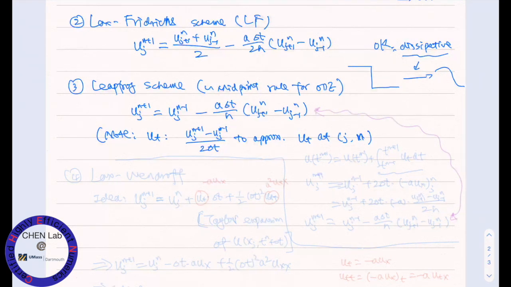You integrate from Tn minus 1 to Tn plus 1, and you approximate this integral by the function value. So u of Tn plus 1 is equal to u of Tn minus 1 plus the integral of u sub t dt. Use the midpoint rule to approximate the integral, which is the function value times the length, 2 delta t.